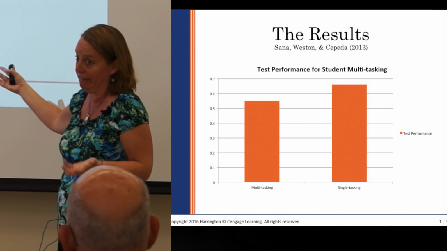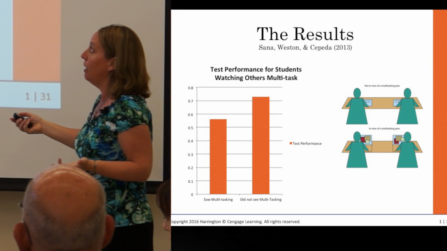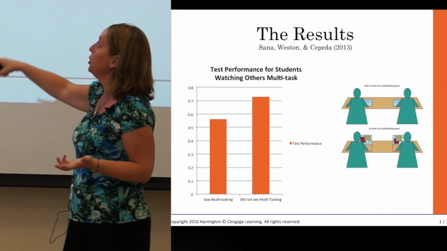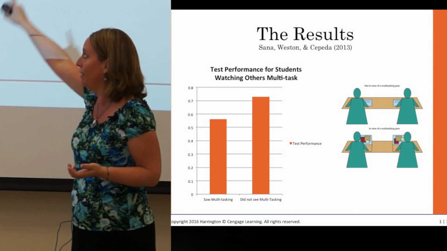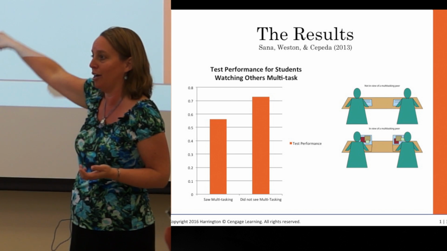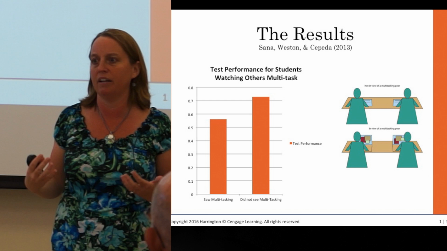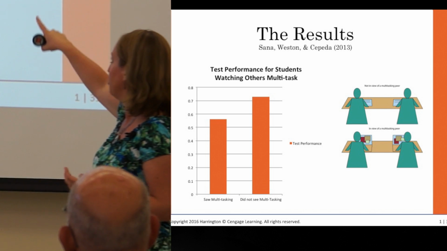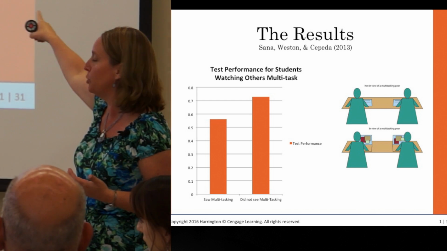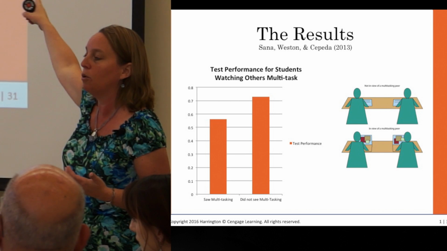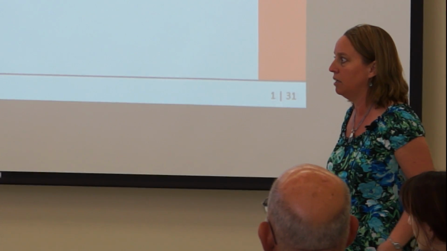So this is a pretty significant difference. And if you were watching other people, you also were not going to perform as well as people who didn't have that distraction. So again, these visual graphs can be powerful images for students to take away. And here's just an image of what it looks like if you were in the view of a multitasker or you weren't. So it was somebody pretty much next to you or in your eyesight.